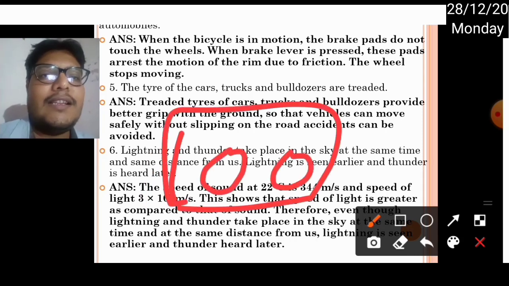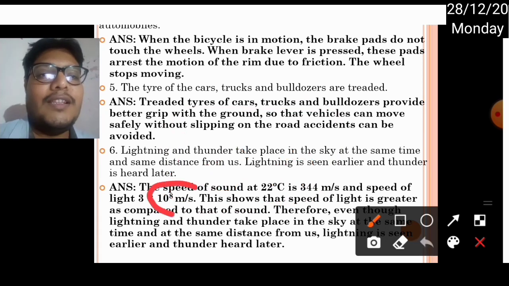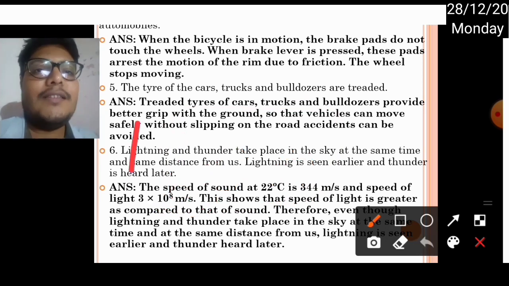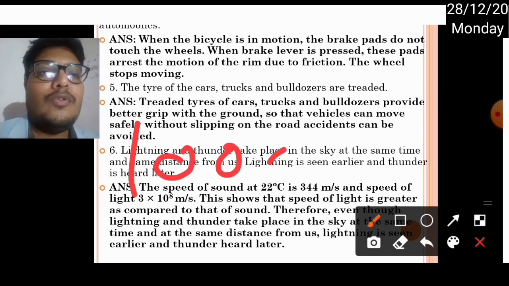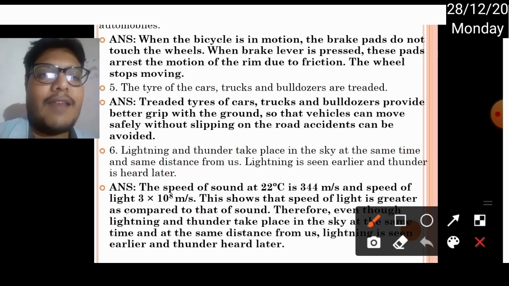This is 10 raised to 2, right? So if you observe, 10 raised to 8 means 1, 2, 3, 4, 5, 6, 7 and 8 zeros, multiplied by 3, right? So now you can understand whose speed is more, right? This one. The speed of light is more than the speed of sound.